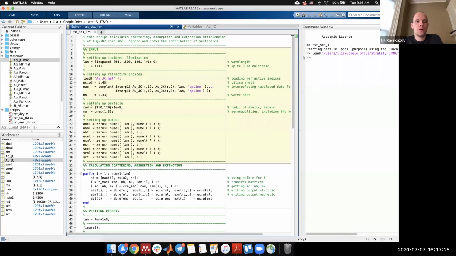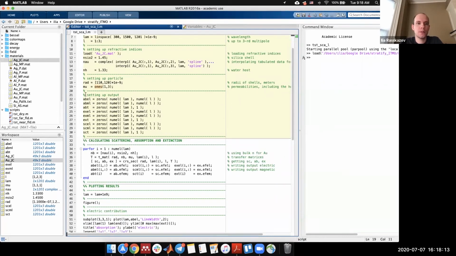it. Next, what I'm doing is setting up the particle. To do so, I need to know the radius of each shell, each layer. Here, the first digit is the radius of the core. The second digit is the radius of the shell. This is it. And I'm also setting up the permeabilities. For gold and for silica, permeabilities are just unity, just one. That's why I'm setting up the array of ones.